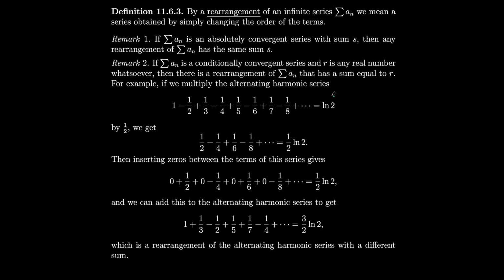But now it equals ln 2 plus half ln 2, which is 3 over 2 ln 2. So we got the exact same terms in the alternating harmonic series as we had before, but we now have a rearrangement of those terms with a completely different sum.